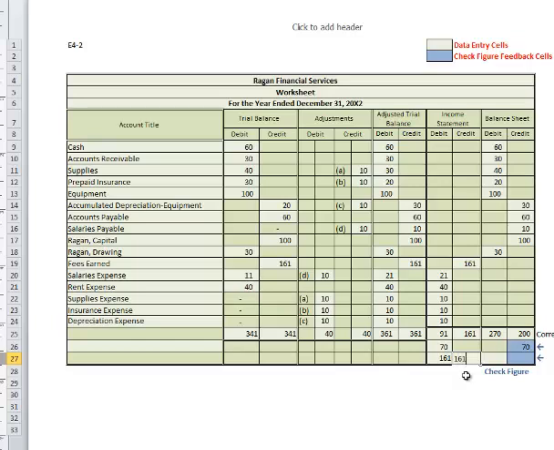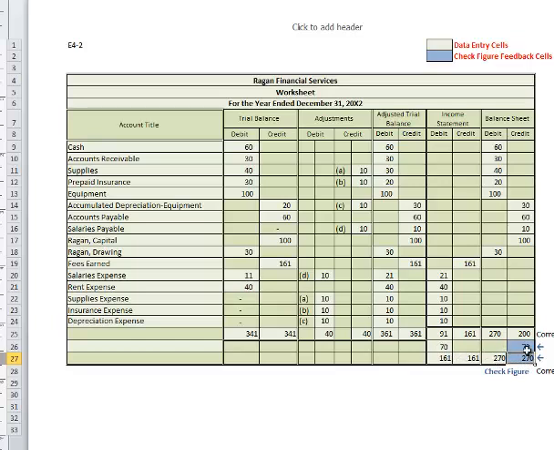We'll bring this 161 down and bring the 270 down and add these two numbers and get 270. Okay, this shows us that our worksheet is in balance.